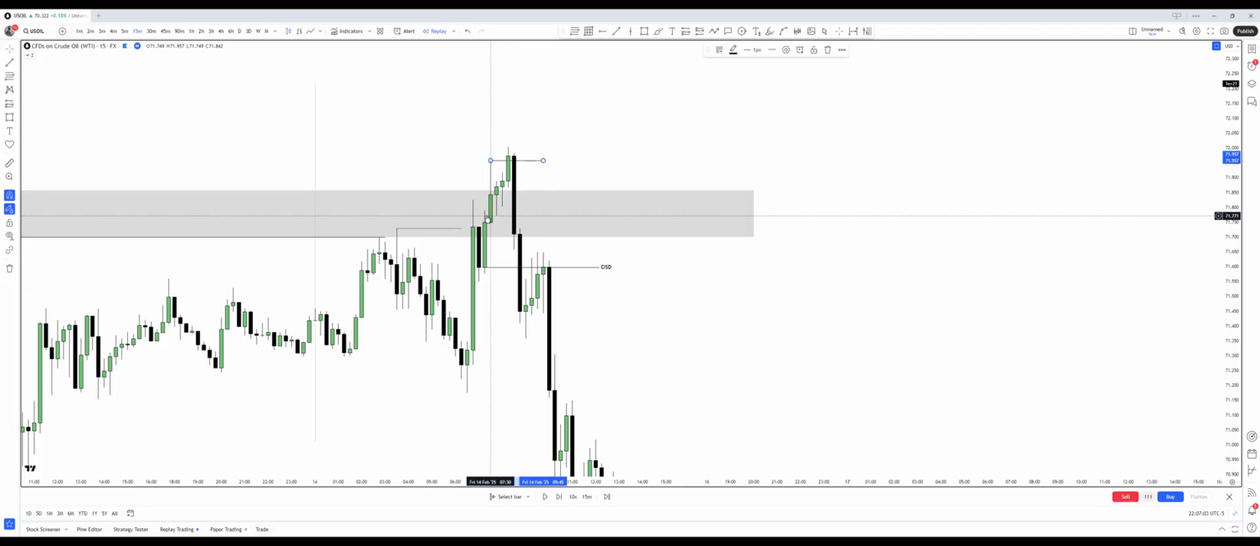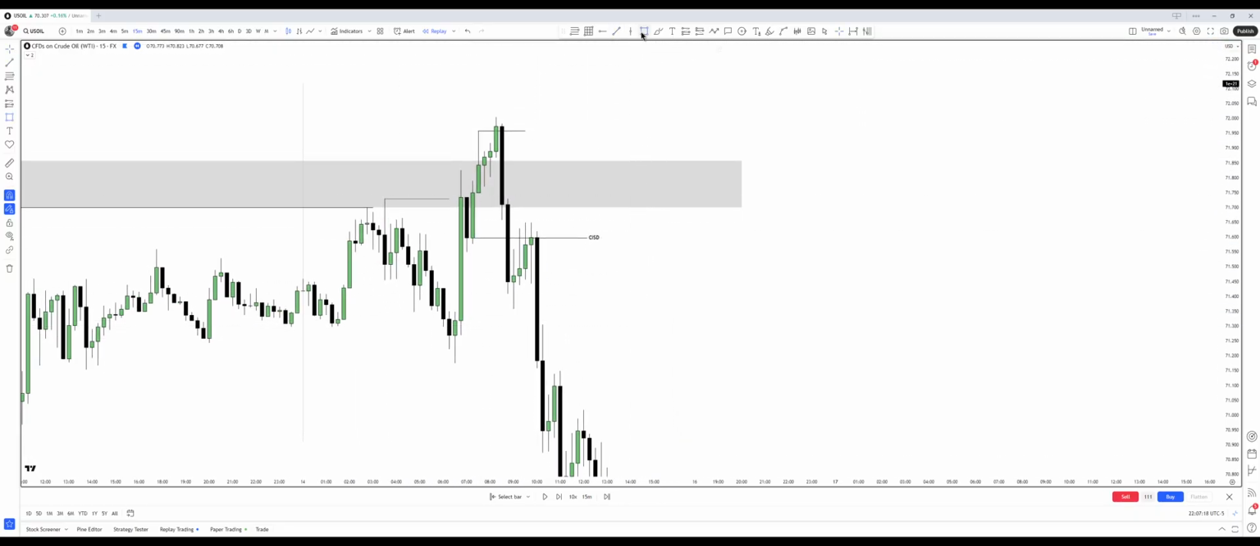We have a 1, a 2, and a 3. This is the ICT 3 drives pattern right here. So when you see a 3 drives, this is when you don't take this one. This is when you don't trade this one, all right?